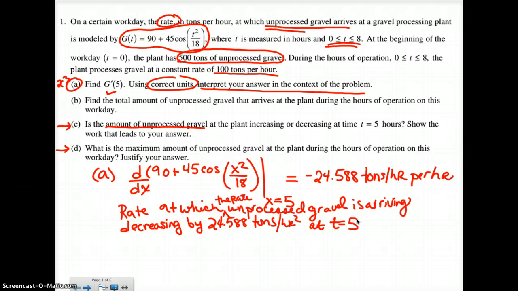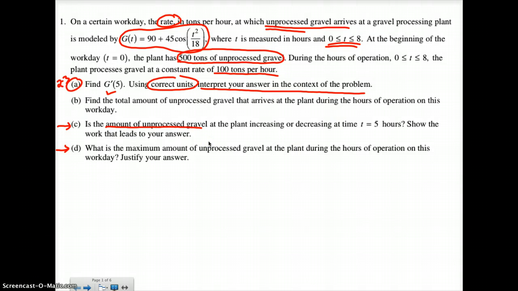Now I don't know if you need to be that specific. You could have put the rate at which the rate is decreasing is 24.588, or you could have put the rate at which the rate is changing is negative 24.588. They basically just, I think, will be checking that you did the rate at which the rate is changing. So that was Part A. I think that would be 2, maybe 3 points for that one, and that one was very straightforward.